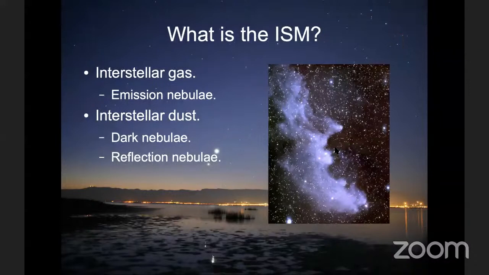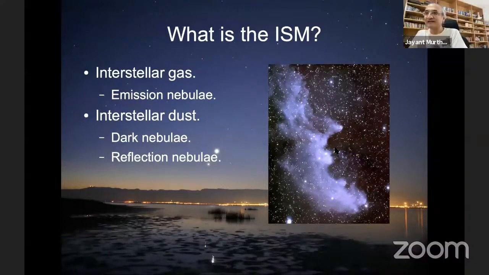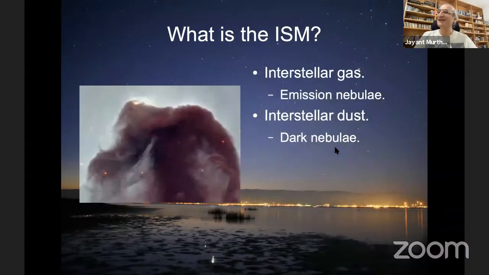Okay. So how can we identify whether a nebula is a reflection type or a dark one? You look at it. You see, this is a dark nebula. And why is it dark? It's actually a good question, because it all depends on contrast. So here, if I look at this nebula, it blocks the light of the more distant stars.